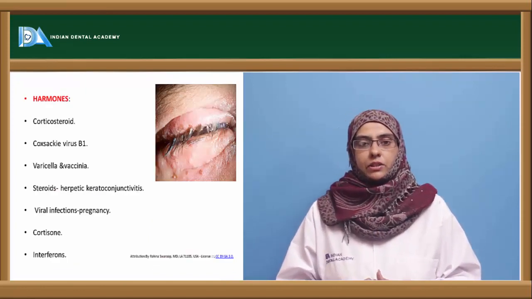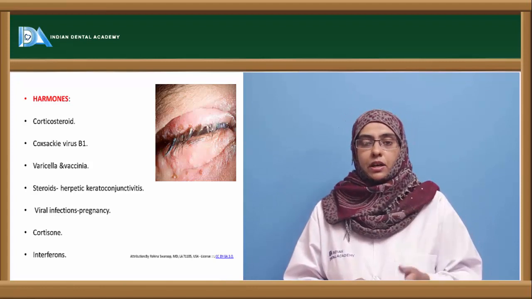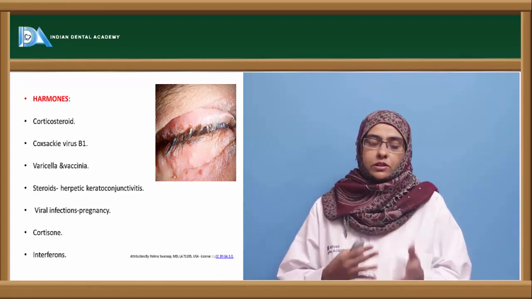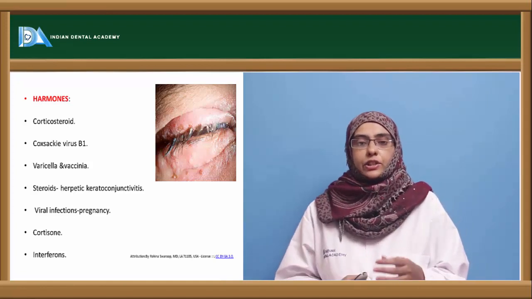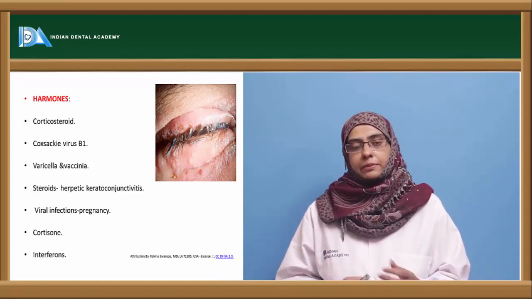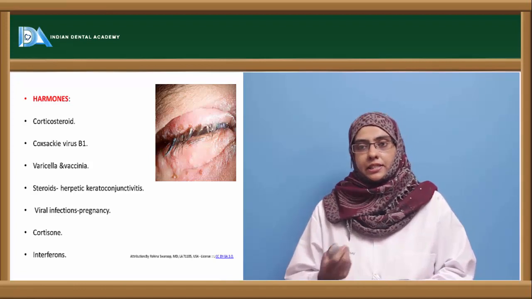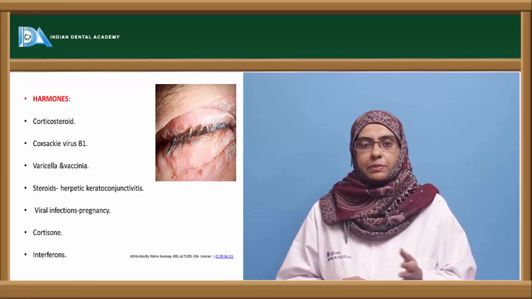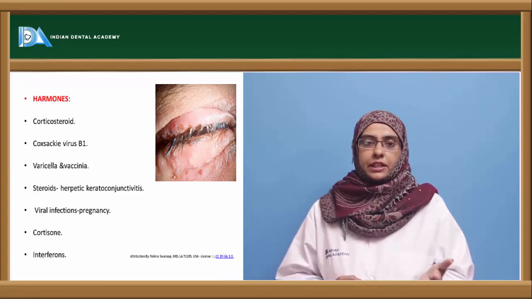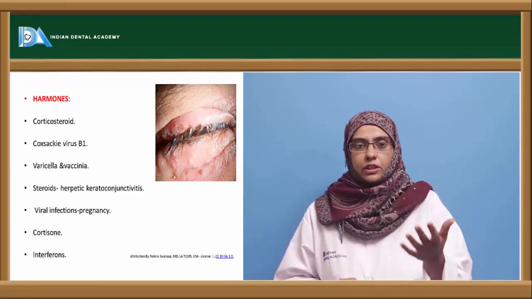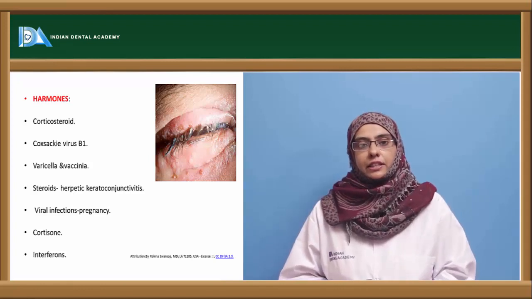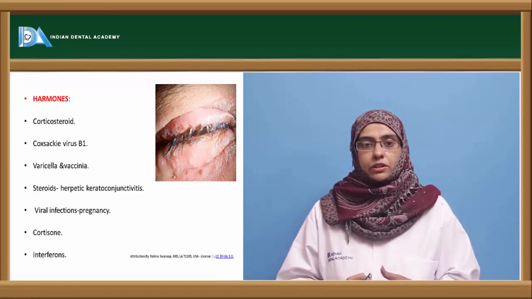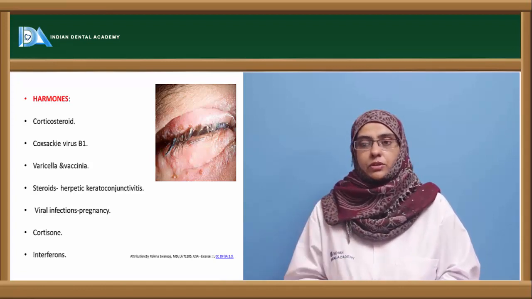Next important non-specific defense mechanism are the hormones. Hormones can have the ability to either induce a viral infection or inhibit the viral infection. So the administration of corticosteroid can enhance viral infections, and the susceptibility to Coxsackie virus B1 can be studied when corticosteroids are given. In the case of varicella and vaccinia, which are mild infections, if the person is on corticosteroids, they can show profuse damage to the host cell.